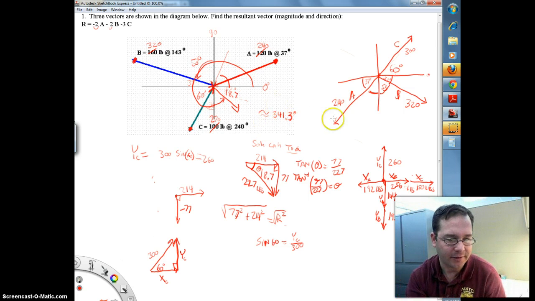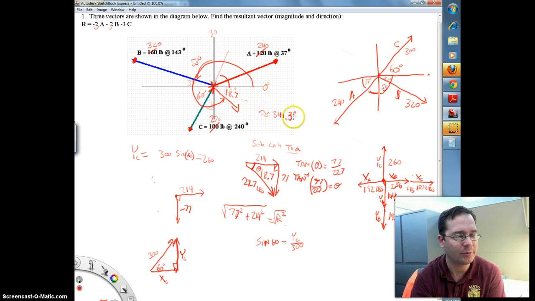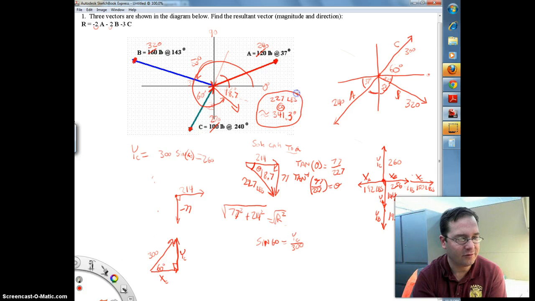But there's rounding in each and every one of these steps, and so depending on the extent to which you carry decimal points, you're going to get slight differences. So this final vector is at an angle of 341.3 degrees, and it has a magnitude of about 227 pounds. So 227 pounds at 341.3 degrees. That's the solution to a fairly computationally intense vector analysis.